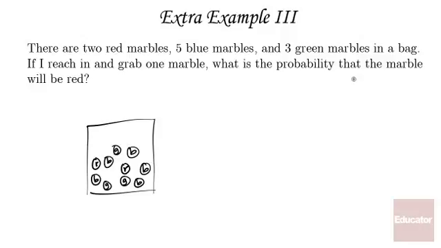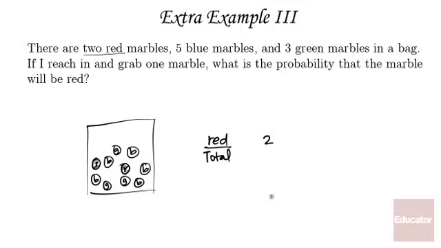What is the probability that the marble will be red? That is my desired outcome. That's the part that is asked for. So that's going to go on the top. So red over total. That's my probability. So how many reds do I have? Well, right here it says 2 red, right? Red and red.